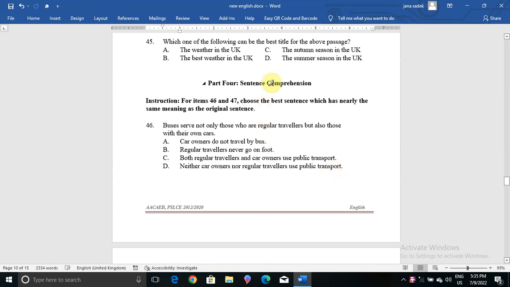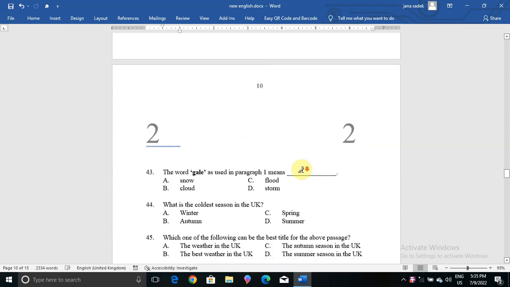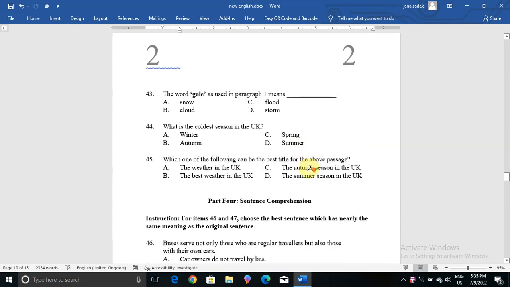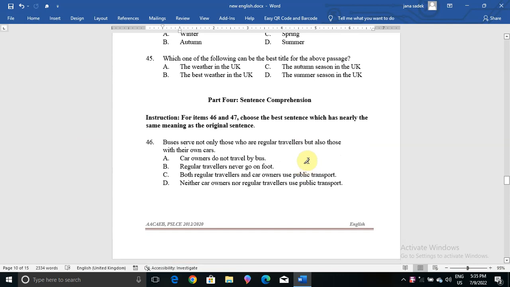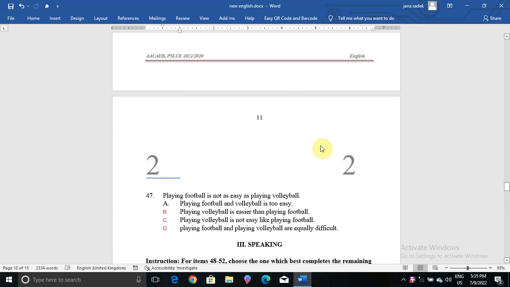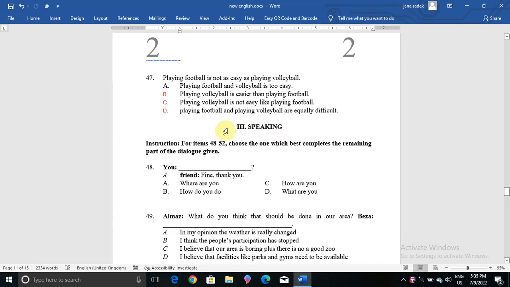Now here it says sentence comprehension, right? Passages, not always in page, no, there is no page, I think. Yeah, page 10, question number 46. It's talking about comprehension. Skip it also.